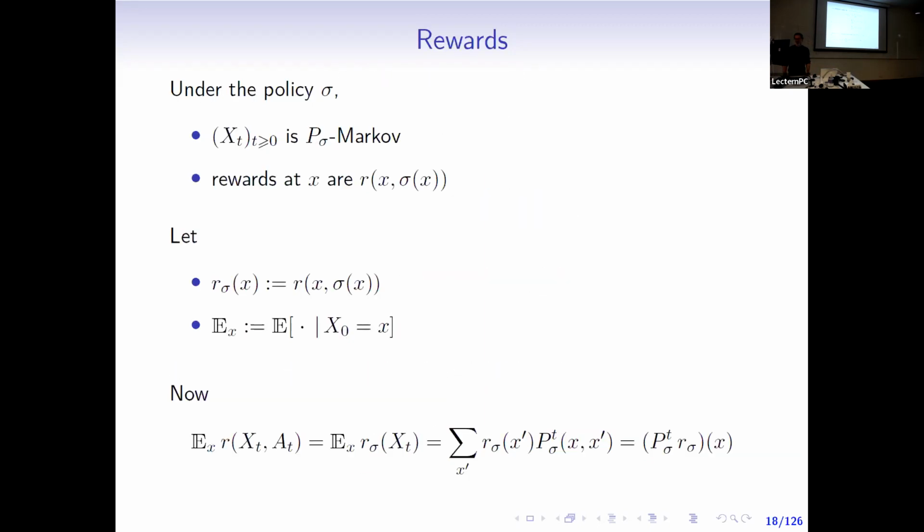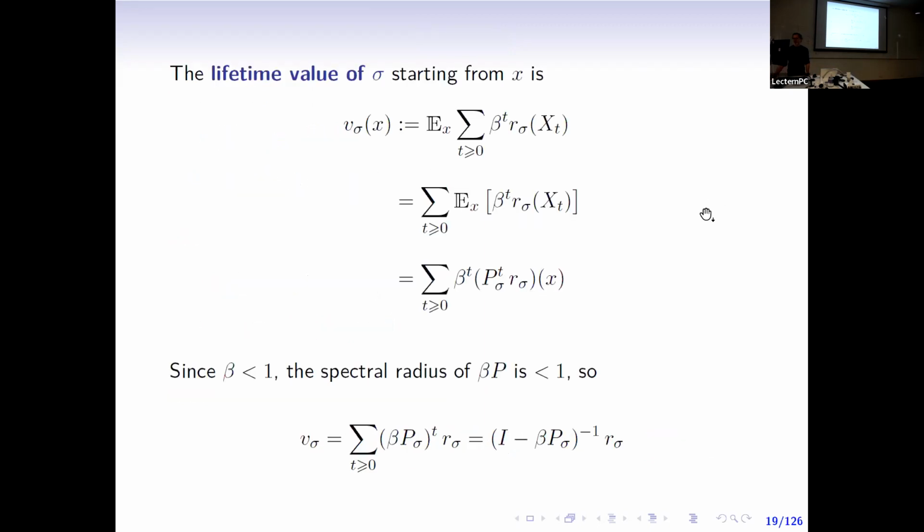All right, let's push just a tiny bit further. Let's push this idea one more step. What is the lifetime value of following a given policy sigma? Well, the lifetime value of a given policy, which I'll denote by V sub sigma of X, is just the expectation of all of these gifts, summed and discounted. I can put the expectation through the sum, and we already know what this is. We just did that.